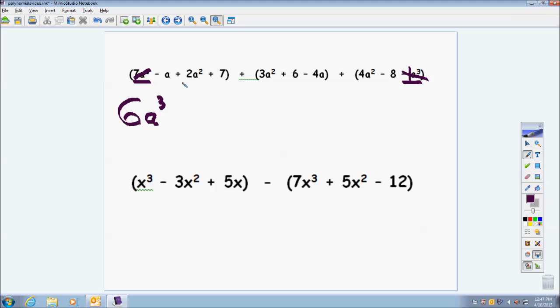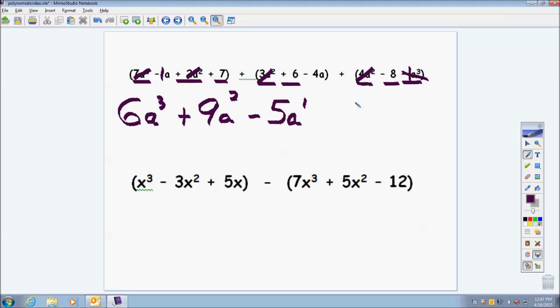Okay, and then the a squareds, you have a 2a squared, a 3a squared, and a 4a squared. Add them all up, you're going to get 9a squared. So we'll add 9a squared to this right here. Okay, and then you want to take all your a's, just the a terms. You have a negative 1, and we're going to add to it negative 4, which is negative 5, so negative 5a. And you want your answer to be in what we call standard form, highest exponent. So 3, 2, 1, that's a 1. And then your constants, 7 plus 6 is 13. 13 minus 8 is 5. So that's how you add polynomials together.